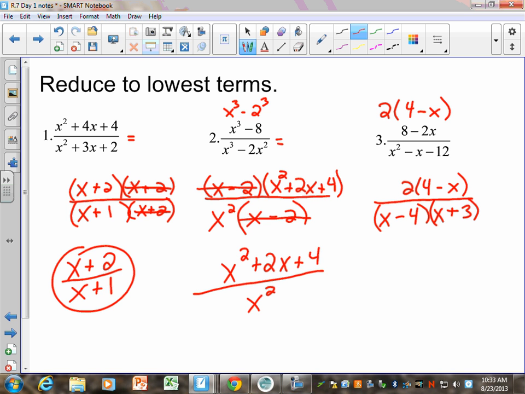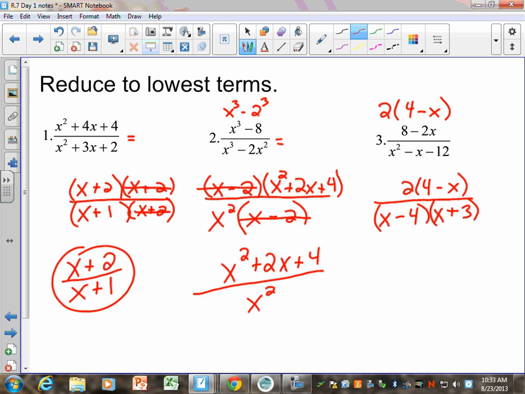Is this parenthesis the same as this parenthesis? They're very close, but they're not the same because this one has a positive 4 and a negative x, and this one has a positive x and a negative 4. And so sometimes they're going to give you things like that, but we can still make them work. What could we do to this to make it have a negative 4 and a positive x?